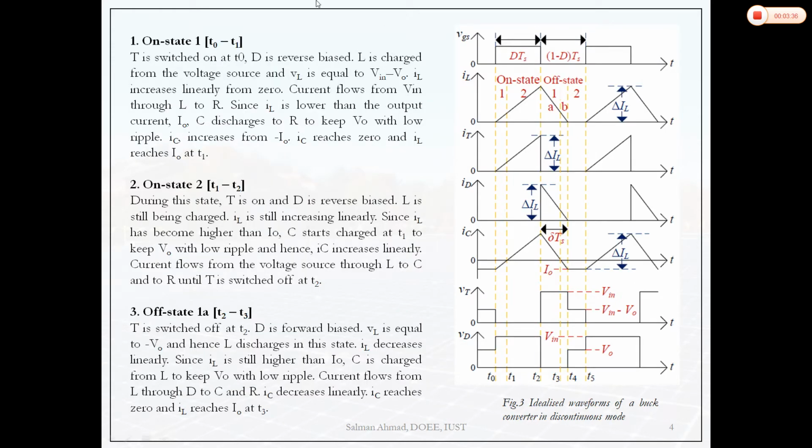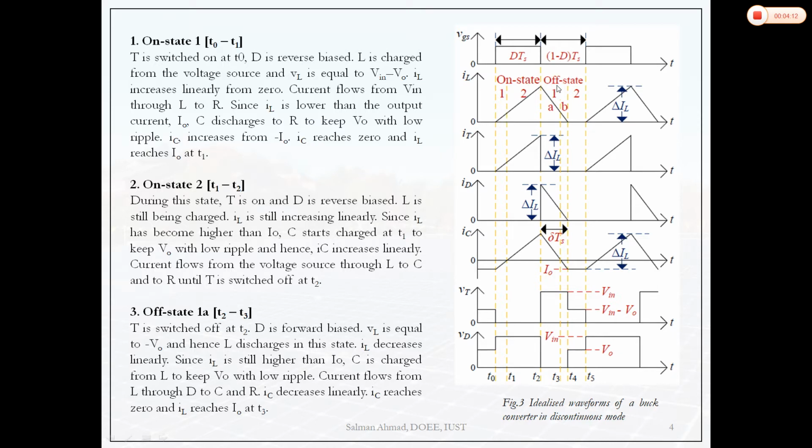So in the waveforms, for on time, that is DTS, the waveforms remain the same as that of the continuous conduction mode, but the difference is it is starting from 0 value. You can see from here the inductor current is starting from the 0 value. So the slope is positive. As you have seen in the continuous conduction mode, the slope of this line will be V in minus VO upon L. Okay, so for DTS time it is rising linearly.